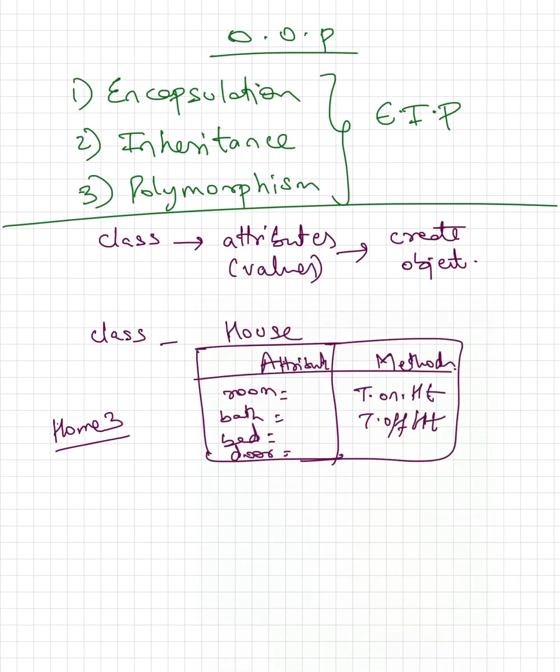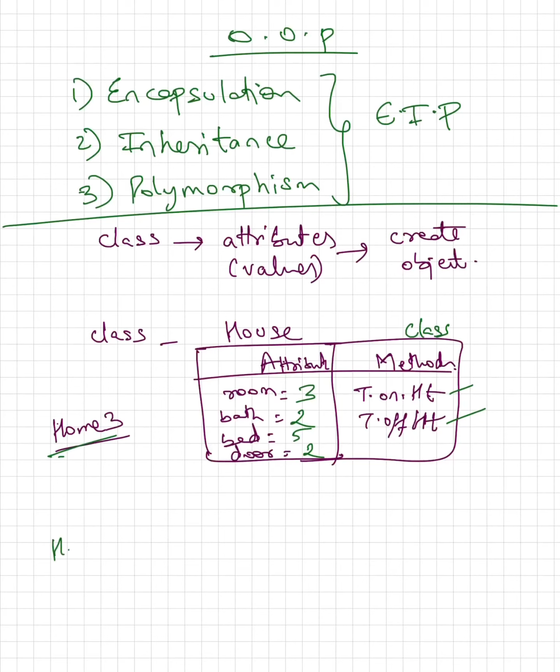Let's see, the values are for the room. We have 3 rooms, 2 baths, 5 beds, and then 2 doors or whatever, and then we have these methods. So this object is called home3, and it has these attributes. The values of those attributes are 3, 2, 5, 2, and it has these methods. Methods are actually of the class, and they can be used inside this object.